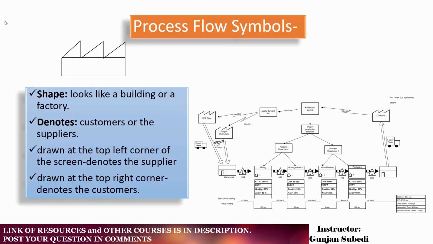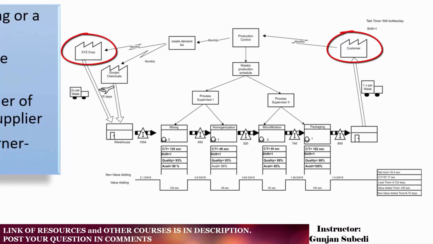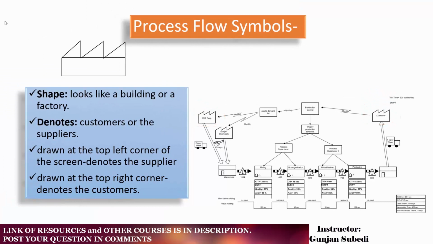Process flow symbols are used to represent some part of the process or any activity that involves processing or work done. Let's first start with this symbol, which looks like a building or a factory. This symbol is used to represent the customers or the suppliers. When this symbol is drawn at the top left corner of the screen, it denotes the supplier, and when it is drawn at the top right corner, it denotes the customers. So we have customer and supplier represented in our value stream map.